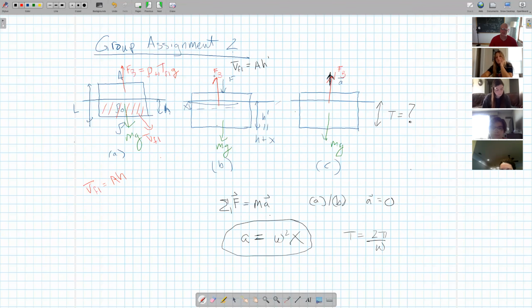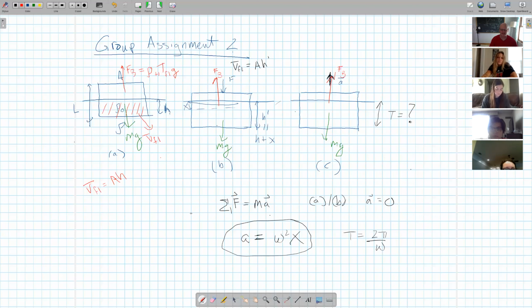In the second part, we still have the buoyant force pushing upward. We still have mg downward, but since we're pushing it down, we have this extra F downward. Since more of it is submerged under the fluid, call that H prime, the volume of the fluid being displaced is greater, which means the buoyant force is also greater. Part C, we're going to take away F, and now it's going to accelerate upward so that this thing harmonically oscillates with a period of T.